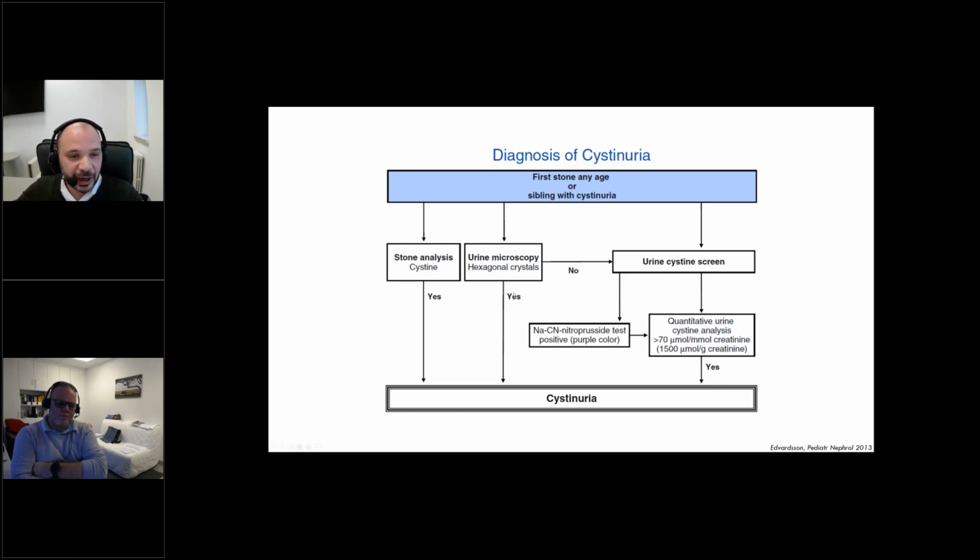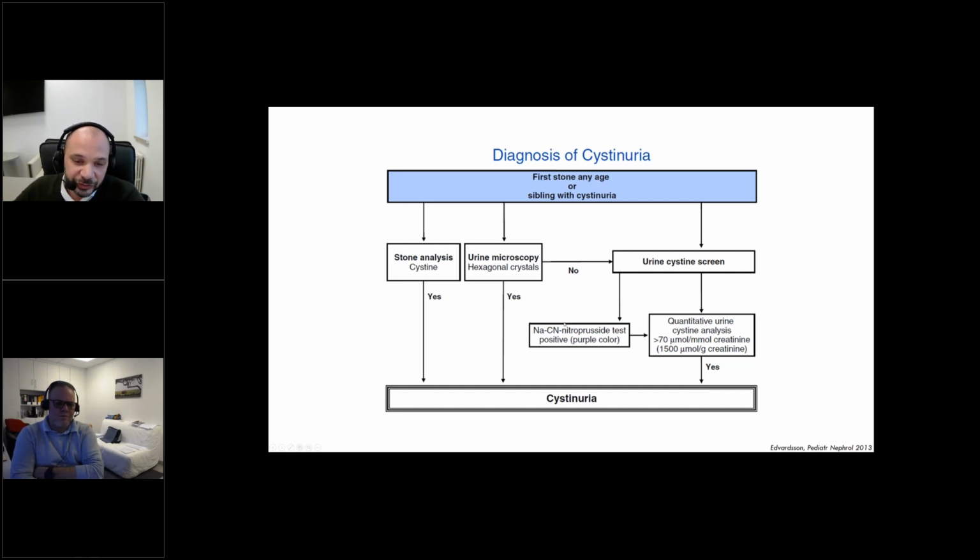We can perform a urine microscopy, and if we find the typical hexagonal crystals, this is again enough to diagnose cystinuria, because as I showed, for a chemical drive to be present, the patient has to be affected with cystinuria. If this is not enough, the patient can undergo a urinary cystine screen, traditionally in the form of a qualitative Brand test or nitroprusside test.